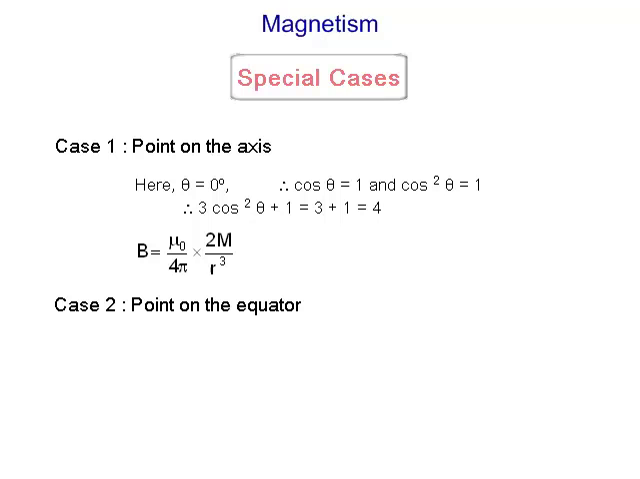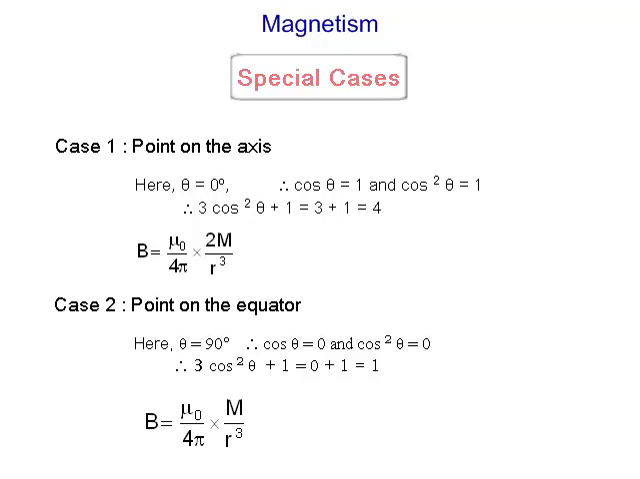If the point is on the equator of the dipole, then the angle made by line OP with the axis of the magnet will be 90 degrees. Then, as theta is 90 degrees, cos theta will be 0, cos square theta will be 0, 3 cos square theta will be 0, and 3 cos square theta plus 1 will be 1. Hence, we get the formula as B is equal to mu naught upon 4 pi, m upon r cube. This is the magnetic induction at an equatorial point.